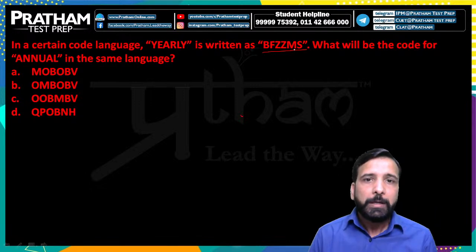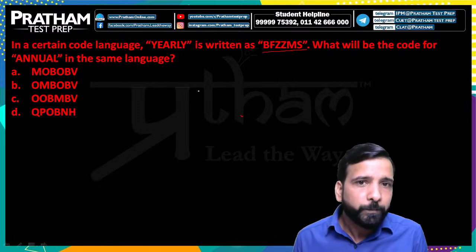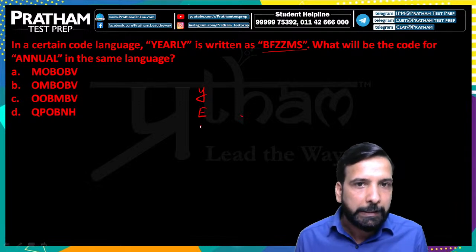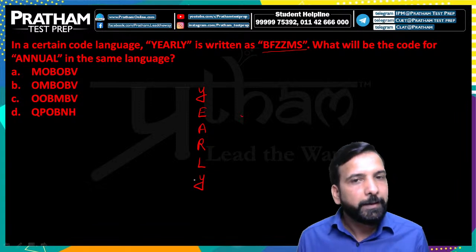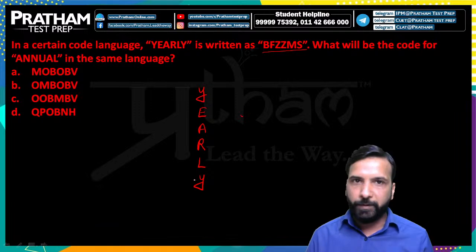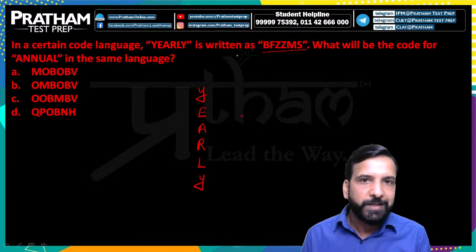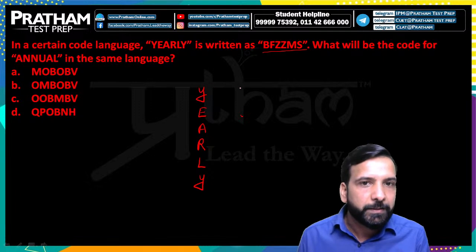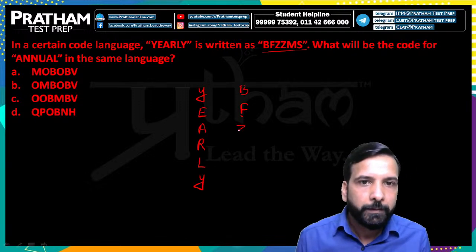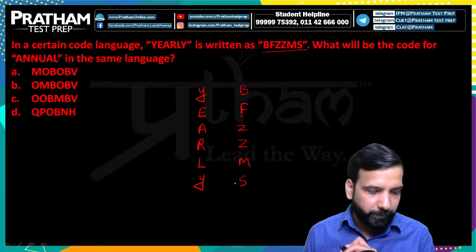What we'll do? First thing, आप क्या करो? पूरे word को vertical order में note कर लो. Yearly, Y-E-A-R-L-Y. Then आप vertical order में note कर लोगे ना, तो आपका जो भी logic है वो clearly visible होने वाला है, right? What it says? Yearly is coded as B, F, right? Then M, S, right? This is what we have given here.